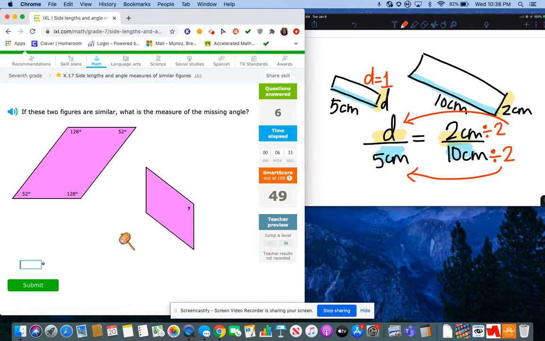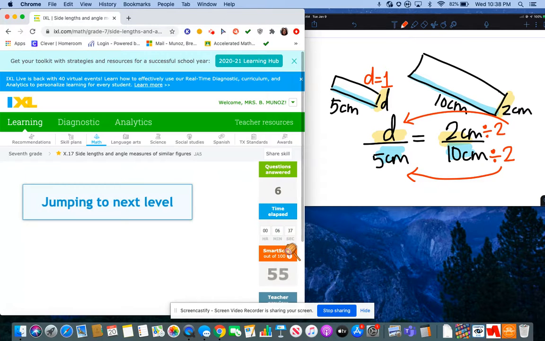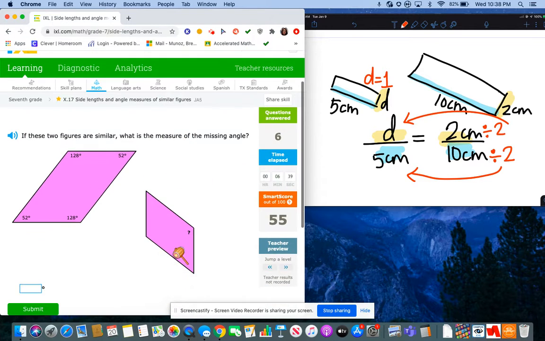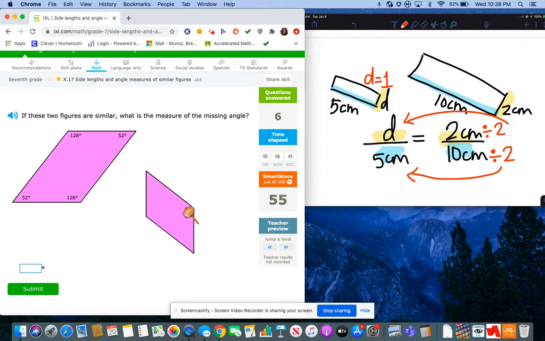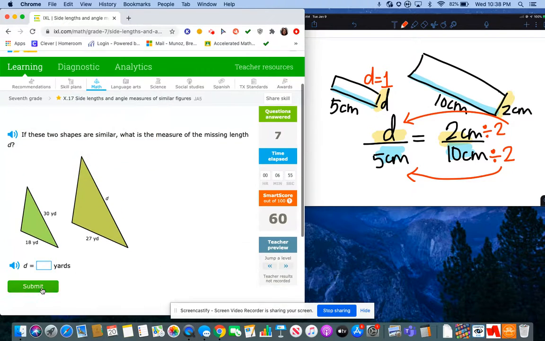I think I want to jump another level just to see how much the difficulty increases. Right here it says these 2 figures are similar. What is the measure of the missing angle? Now I see that the angle that is missing is the obtuse angle. The obtuse measurement here is 128, so I will type in 128 and there.